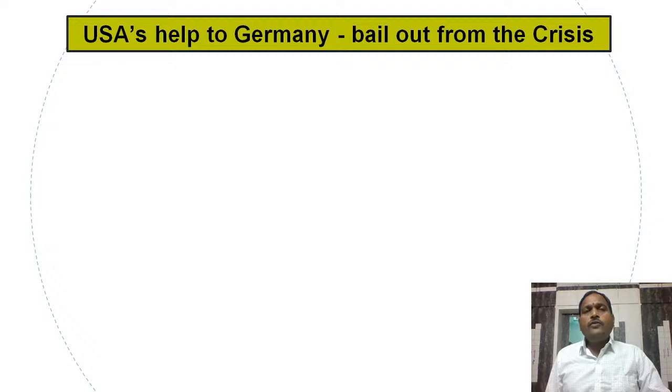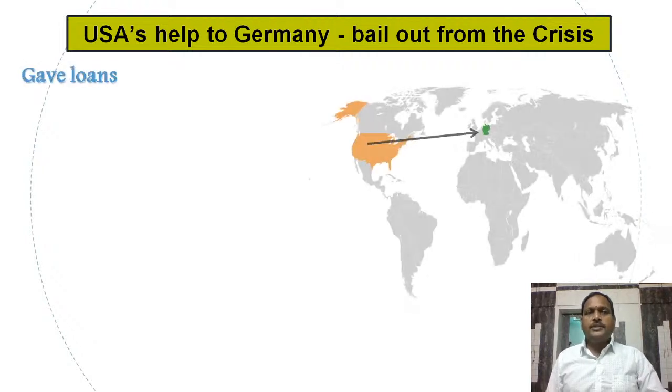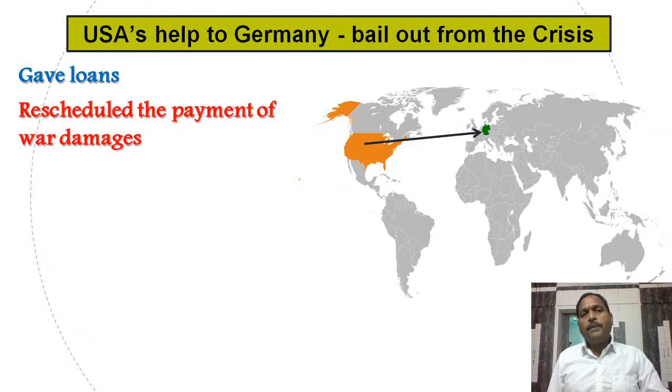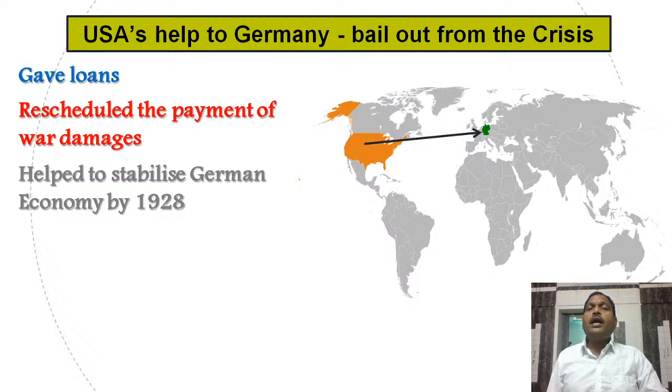To bail out of the economic crisis, the USA gave a friendly hand to Germany. That means the USA helped Germany get out of the crisis. How? Yes, it gave loans. First of all, the USA gave loans to Germany. Next, it rescheduled all the payments laid down in the Versailles Treaty as war damages. Next, it helped to stabilize the German economy. With the help of the USA, the German economy was stabilized until 1928.